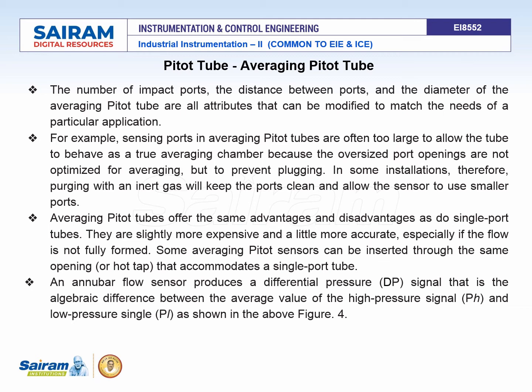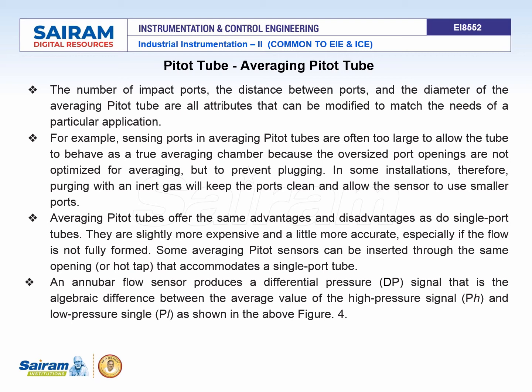The diameter of the averaging pitot tube and other attributes can be modified to meet the needs of a particular application, with specifications derived from the industry end. And second, the sensing ports in the averaging pitot tube are often too large to allow the tube to behave as a true averaging chamber because of the oversized ports. So that may not be optimized for averaging. In some installations, there may be some adjustments to the industrial standard.